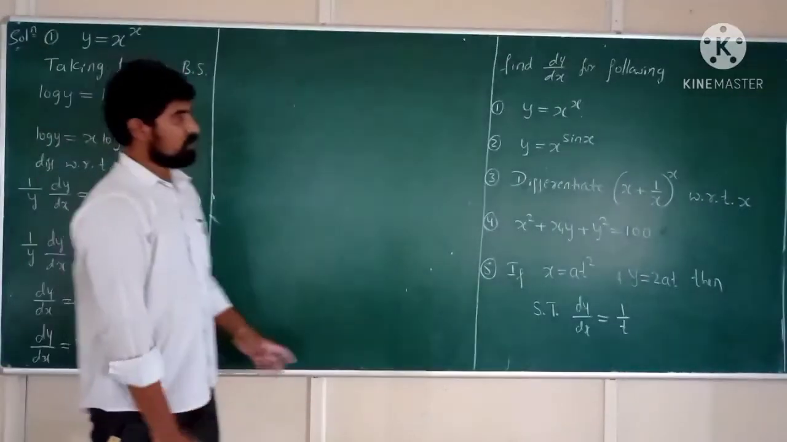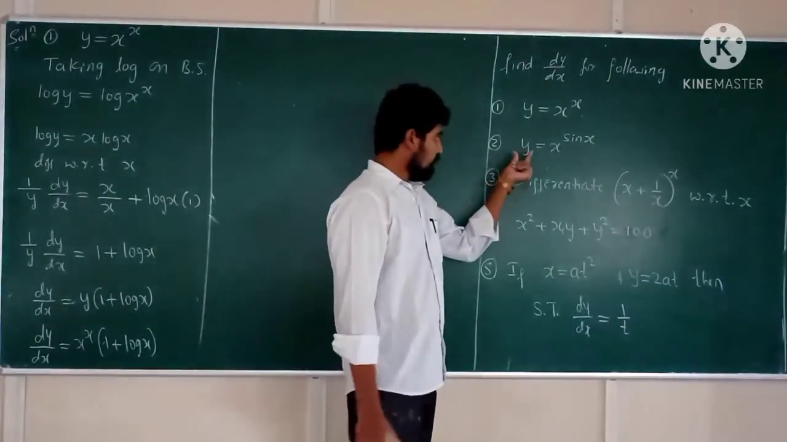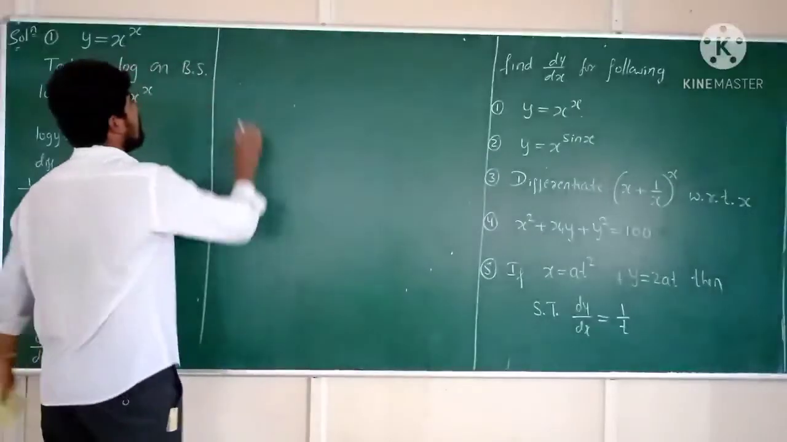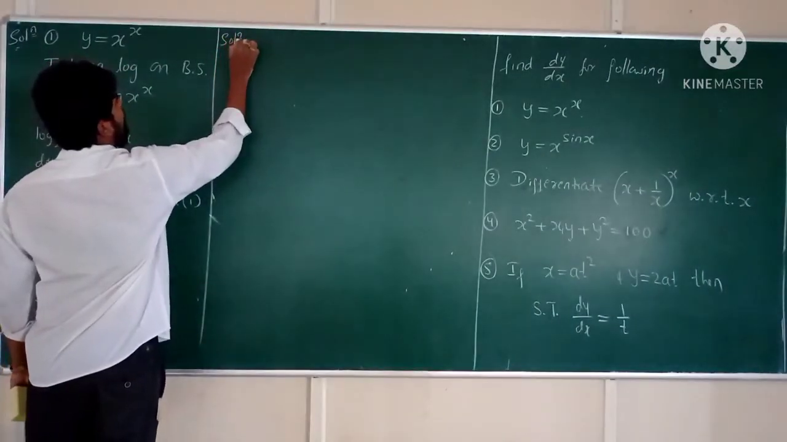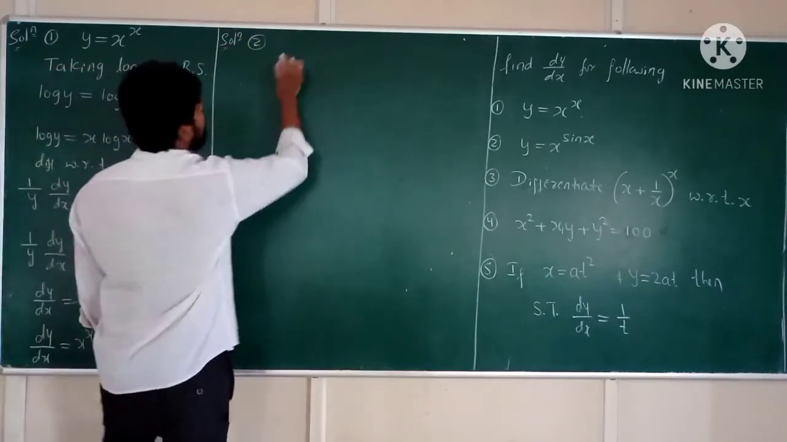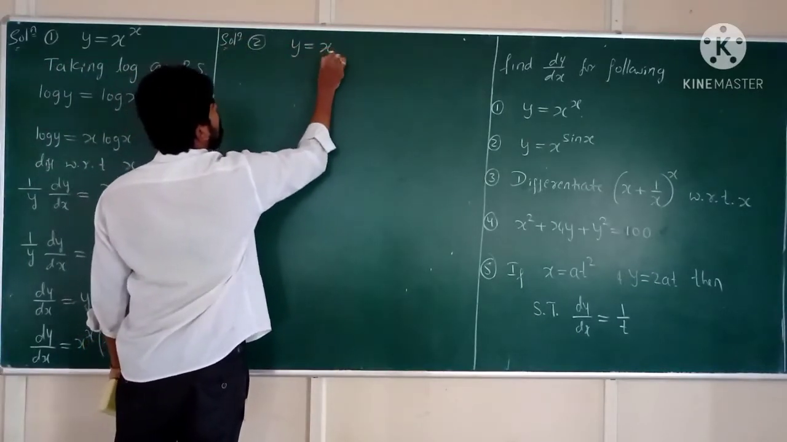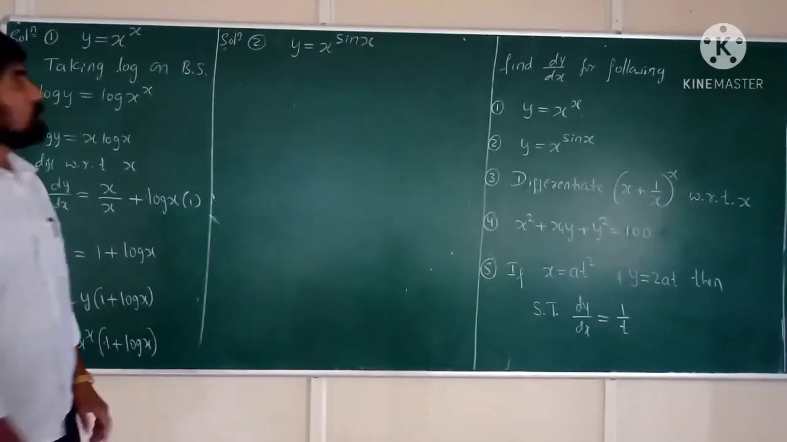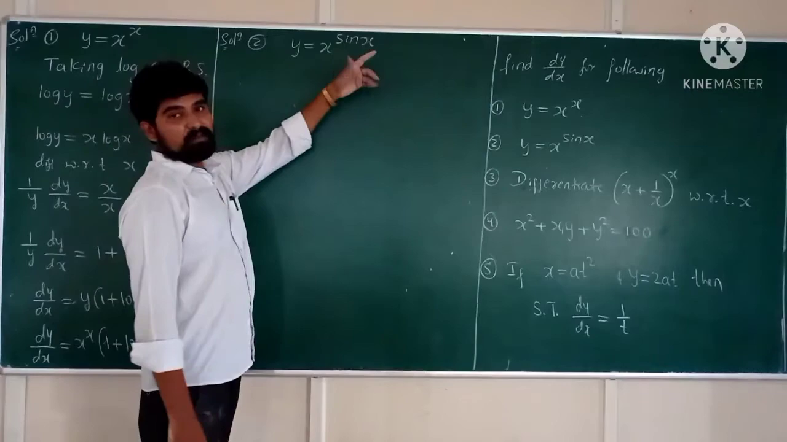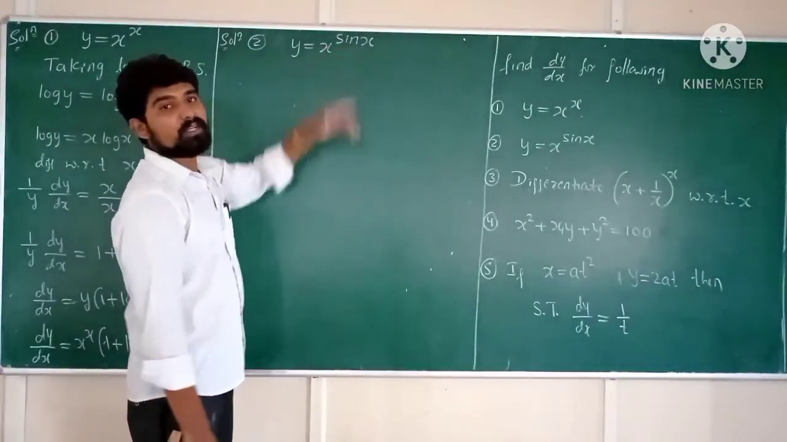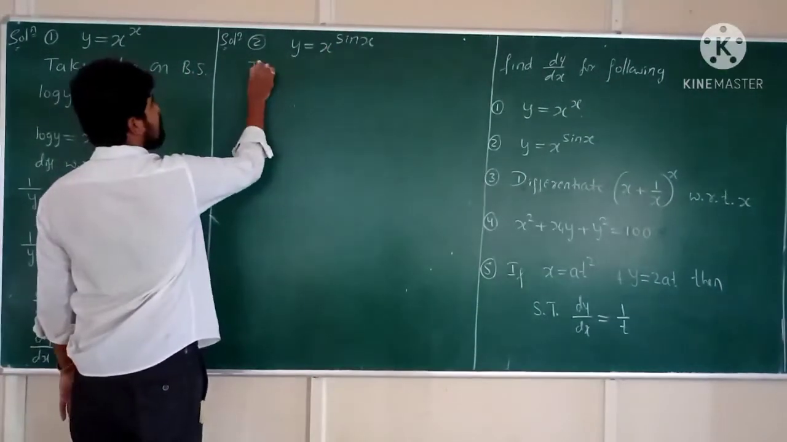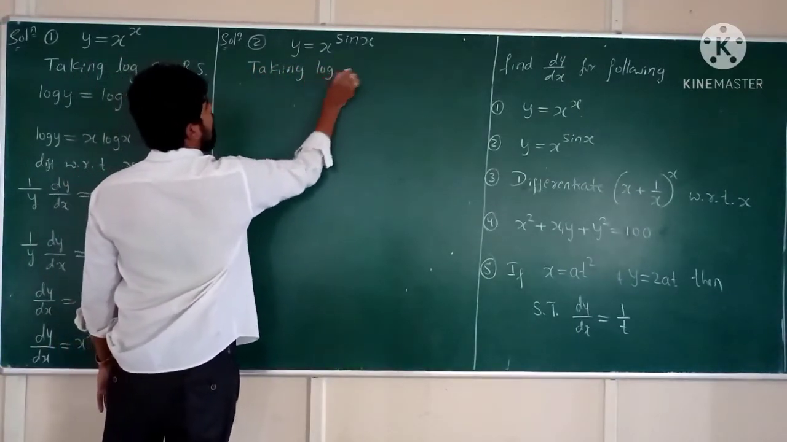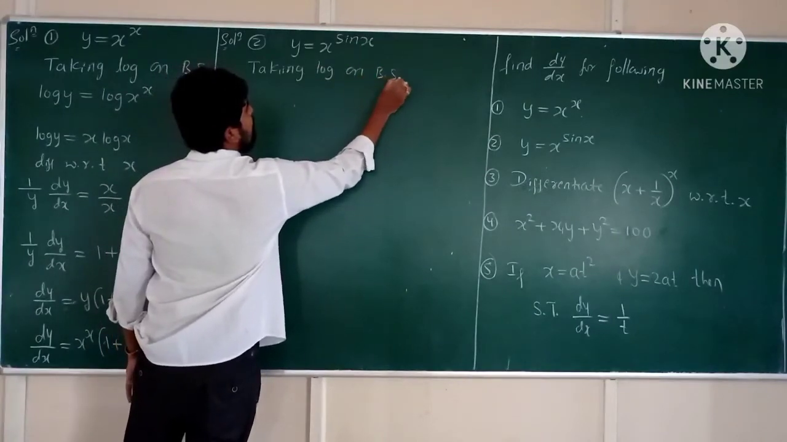Now the question number 2. If y is equal to x power sin x, then find the value of dy by dx. Let's start the solution. Here it is given that y is equal to x power sin x. x power sin x is of the form f(x) power g(x), so we need to take log on both sides. So first step, taking log on both sides.